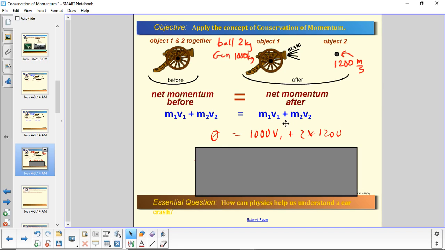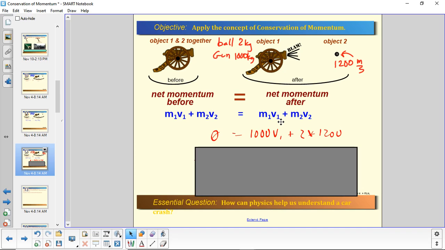Now, after we fire it, we have 1,000 kilograms, that's the mass of the cannon, times some velocity. And we don't know what the velocity is, but that's what we're going to be figuring out. But the ball, object 2, has a mass of 2 kilograms, so that's M2 right there, plus the velocity of the ball, which we've decided is 1,200 meters per second. That's given to us. So this term here is the momentum of the ball. This term here is the momentum of the cannon after we fire it.